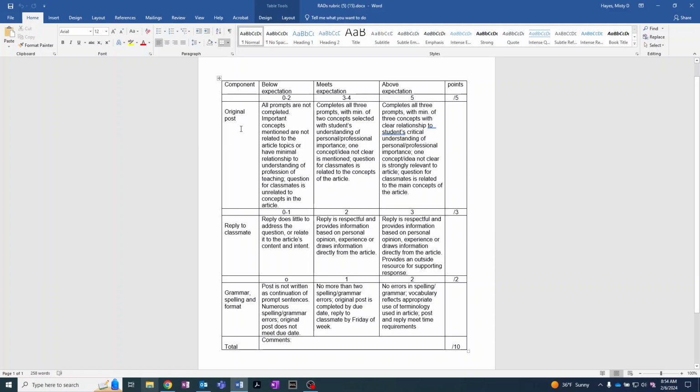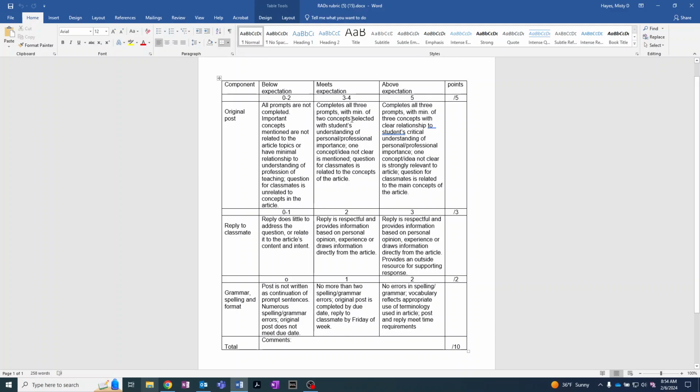So let's go back to the original post. When we're talking about this component, I really want you to see that you have three opportunities here, three scales. Okay, so you've got below expectation, meets, and above. Let's look specifically at meets. This is what you should be including within the post. You should be able to complete all three prompts. So you have to answer all three.